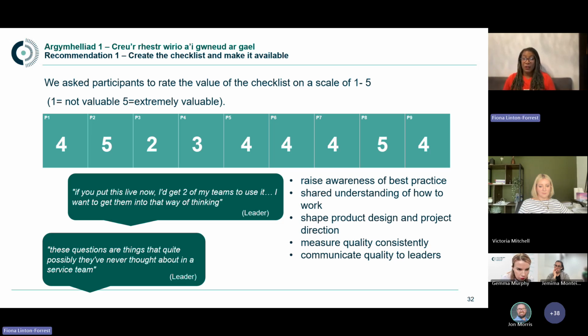So as part of the research, we asked the participants to rate the value of using the checklist using a scale from 1 to 5, where 1 was not valuable and 5 was extremely valuable. And you can see the individual scores there, but participants were largely positive about the checklist, and they explained the different ways that they would use it. They talked about it helping to raise awareness of best practice, get a shared understanding for how to work, shape the product design and project direction, measure quality consistently, and communicate quality to leaders.